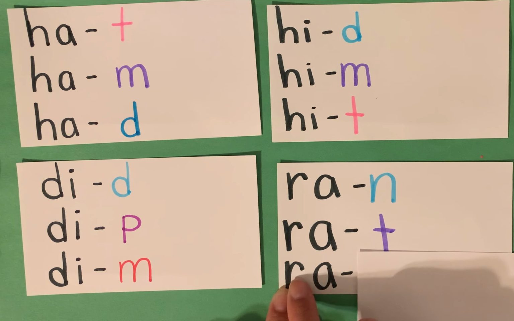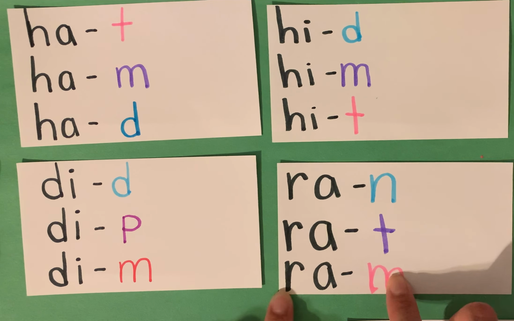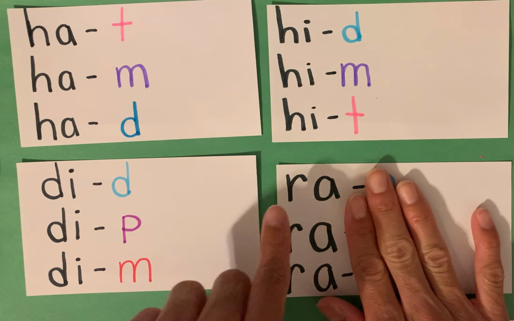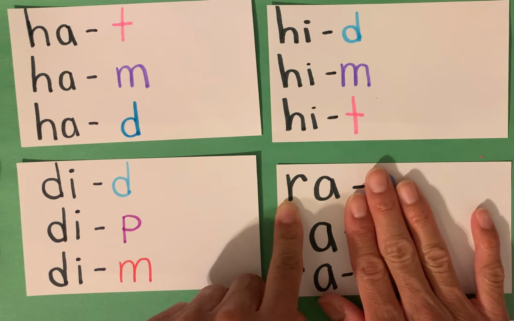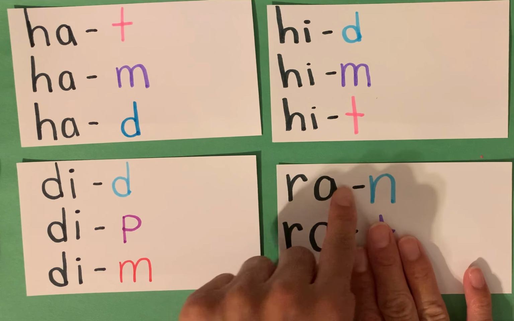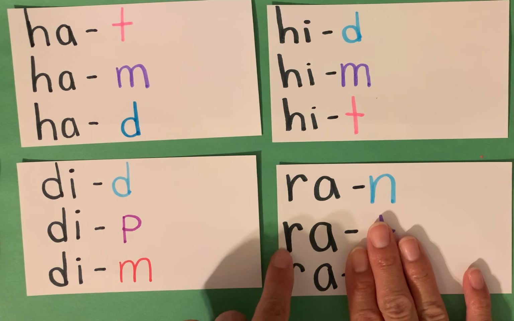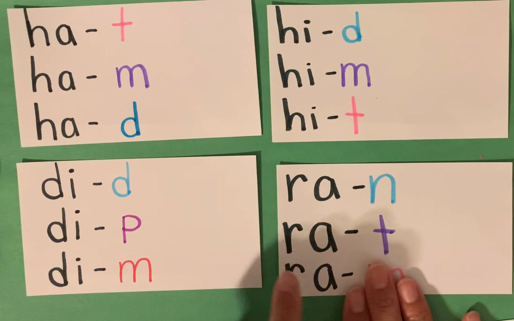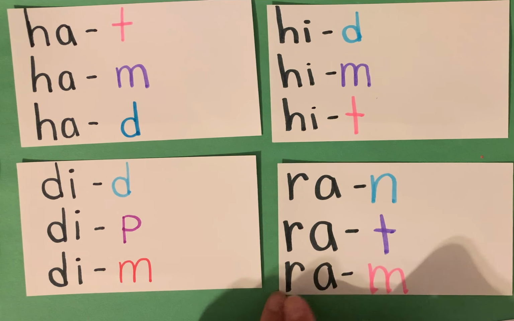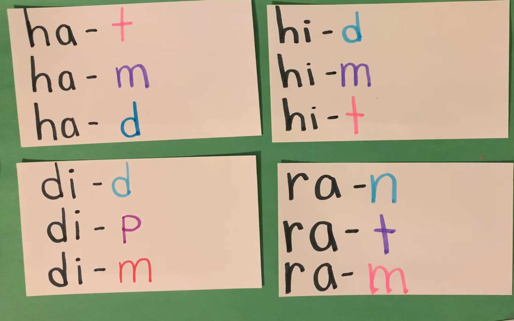Ra. Ram. Ram. Now let's do it one more time. Ran. Ran. Rat. Rat. Ram. Ram. Nicely done.